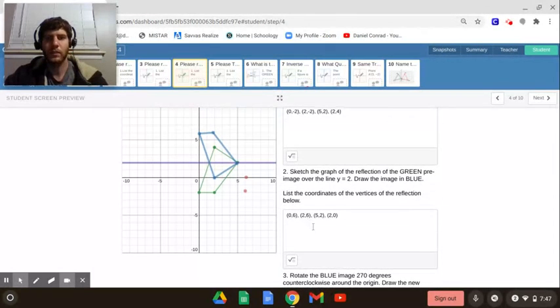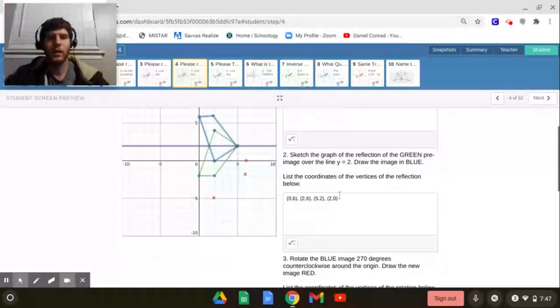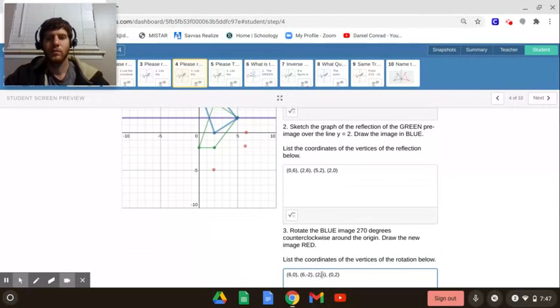Okay, 5, 2 here is in quadrant 1. So if we go 90, we're in quadrant 2. 180, we're in quadrant 3. 270, we're in quadrant 4. Okay, so we switch the 5 and the 2, so it's 2 and 5. And then it's positive, negative because we're in quadrant 4. So positive 2, negative 5.